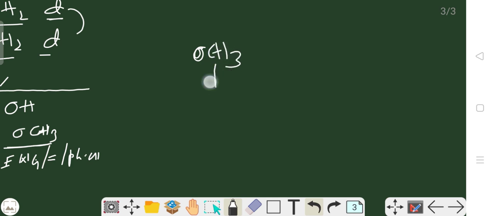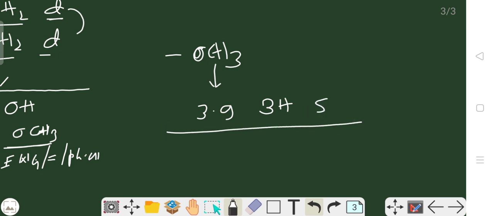This methyl group generally appears in the region of 3.8 or so. Generally the range is 3.5 to 4.2. So this is 3.9 and this is 3 hydrogens. There is no neighboring system, that's why it appears as a singlet. So this is for the methoxy type of derivative.